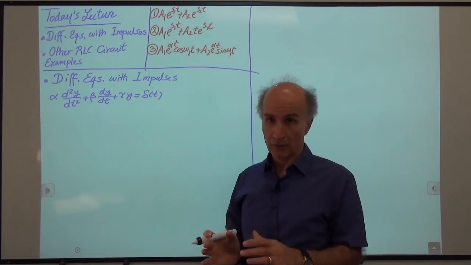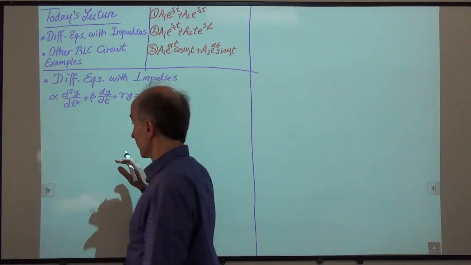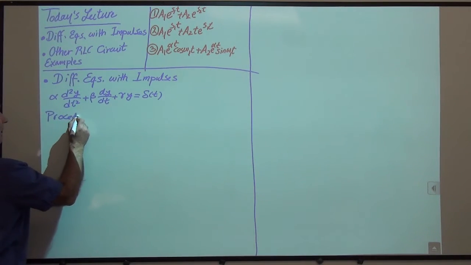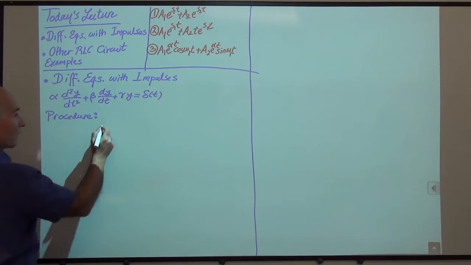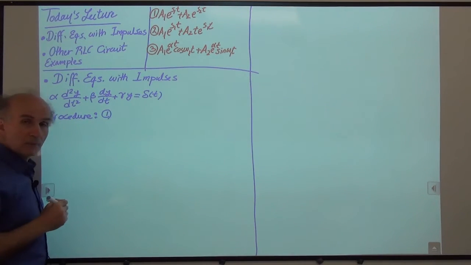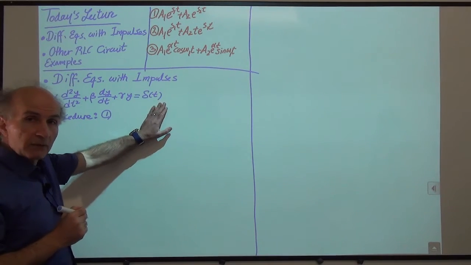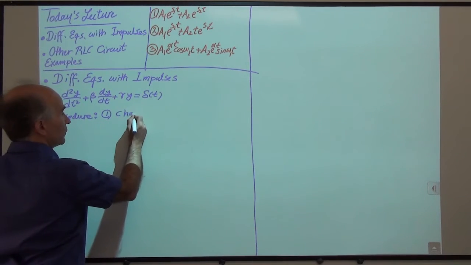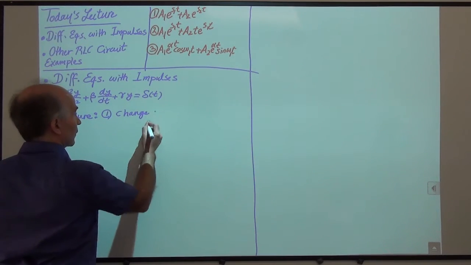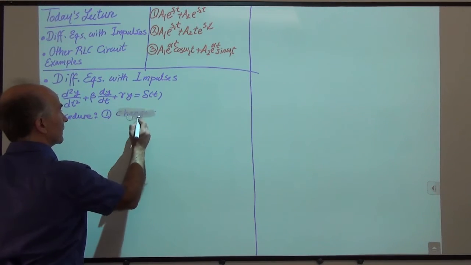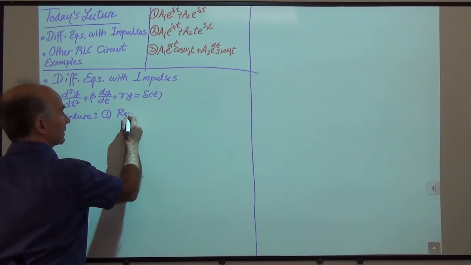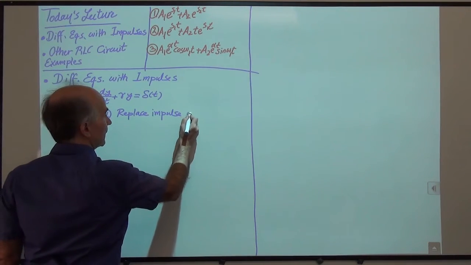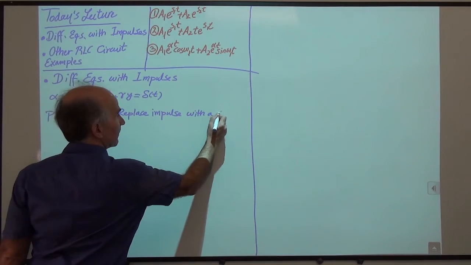So here's the procedure for solving the differential equation. Our procedure for solving this equation goes as follows. Step number one, we change the right-hand side from an impulse to a step. So replace the impulse with a step.